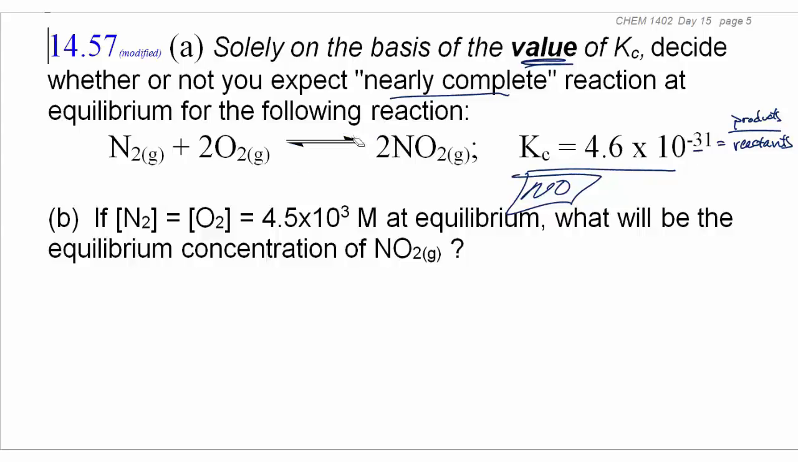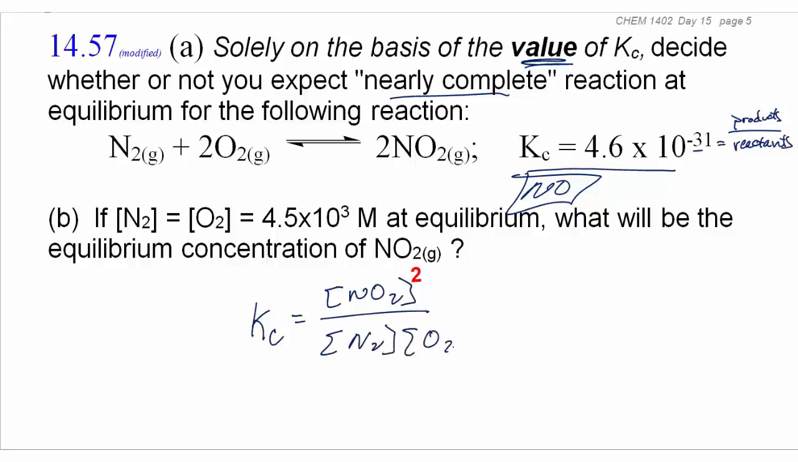If the concentration of nitrogen and oxygen both equal 4.5 times 10 to the third, what will be the equilibrium concentration of NO2? Is this an ICE problem? It's not, because they're not asking for the composition. You don't need to find the concentration of everything. You just need to find the concentration of one. So how could you do this? Set up the Kc expression. Kc is products over reactants. NO2 all over nitrogen, and oxygen has to be squared.